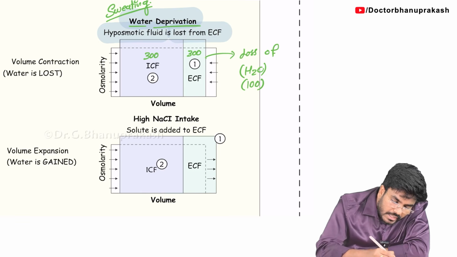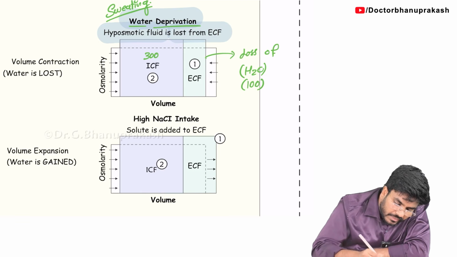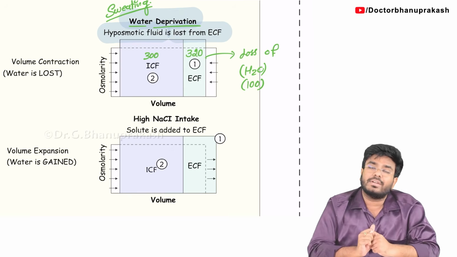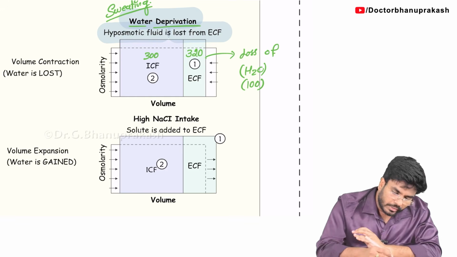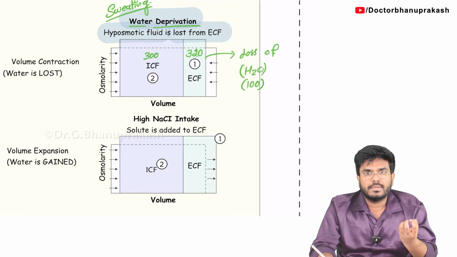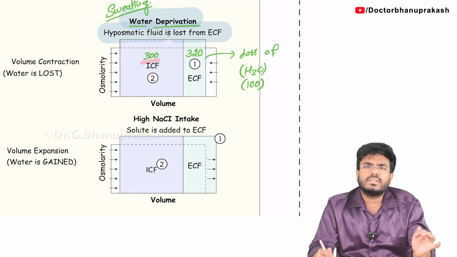But now, as you are losing the hypotonic fluid, as you are losing more water, what will happen to the osmolarity? Now the osmolarity from 300 will rise to, let's say, 320. Now tell me, what is the osmolarity here? 320 becomes hypertonic. And what is the osmolarity here? Just as usual, 300, sir.